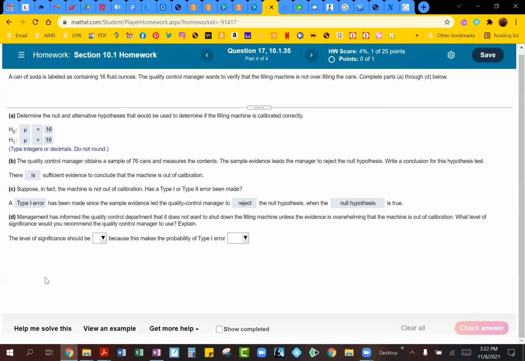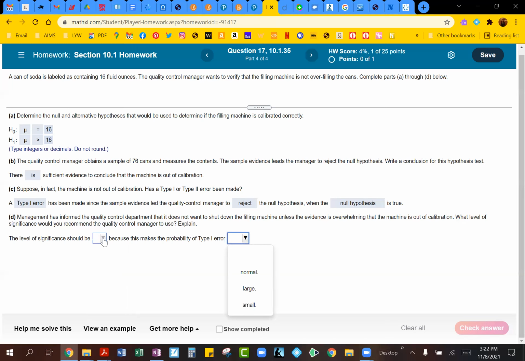And then the last one is getting into the management has informed the quality control department that it does not want to shut down the filling machine unless the evidence is overwhelming that the machine is out of calibration, which means they would have to go with a much larger sample size, I would imagine, if they wanted to get really overwhelming evidence. Now, what level of significance would you recommend the quality control manager use? And your level of significance, as you can see, is going between these 3 numbers because this is the probability of a type 1 error.